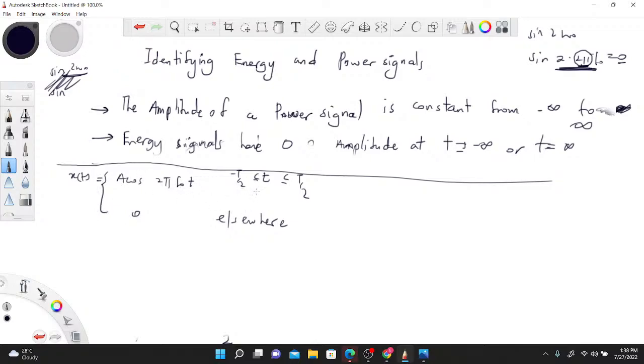So from negative half of the period to positive half of the period, the function is defined by this. And it's 0 elsewhere, which means that the amplitude is 0 at negative infinity and 0 at positive infinity, which therefore makes it an energy signal. This is an energy signal.